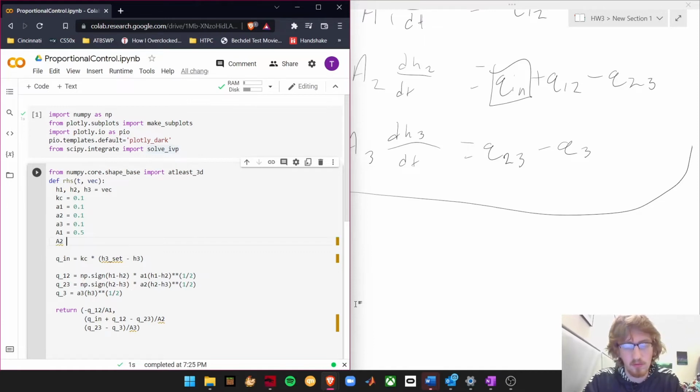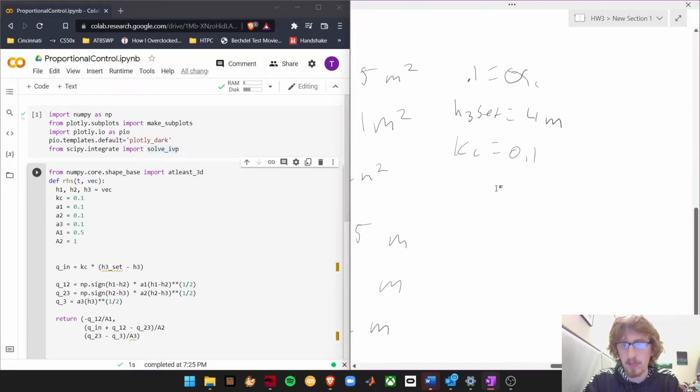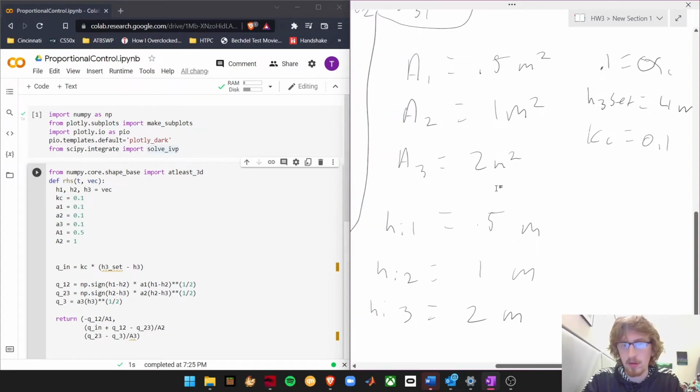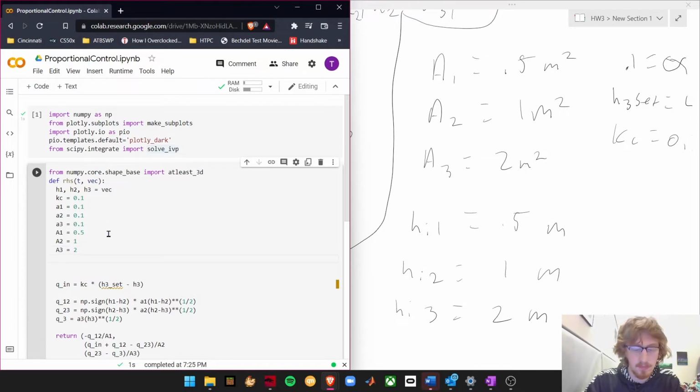Our cross-sectional area 2 is going to be equal to 1 square meter. Actually, I have them written down. I don't know why I'm trying to remember all these. Let me scroll over there. There we go. Now that's easier. And our cross-sectional area 3 is going to be equal to, let's see, 2 square meters. And then we can define our initial heights outside of this. Last thing we need to define is our set point. And that is going to be 4 meters.